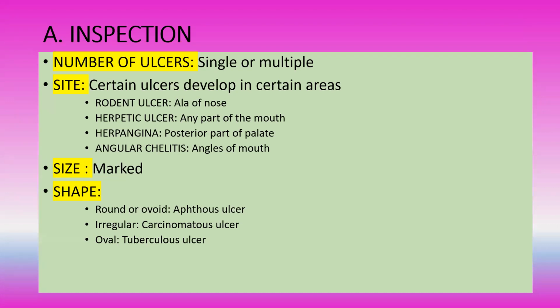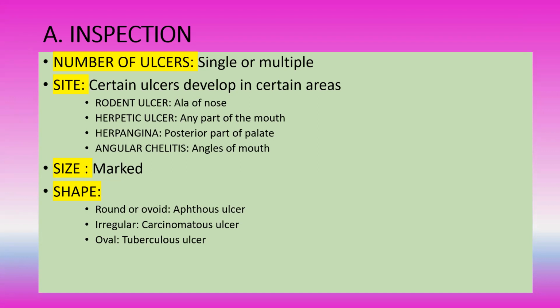Number one, under inspection, number of ulcers. Ulcers can be solitary ulcers or single ulcers or multiple ulcers. Under single ulcer, we have examples like traumatic ulcer, and under multiple ulcers, we have examples like herpes or pemphigus, where multiple ulcers are present, or even in erythema multiforme, multiple ulcers are present.